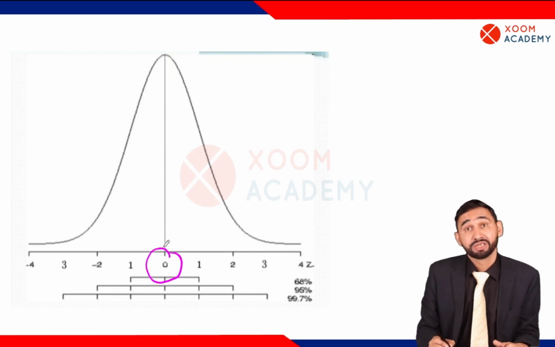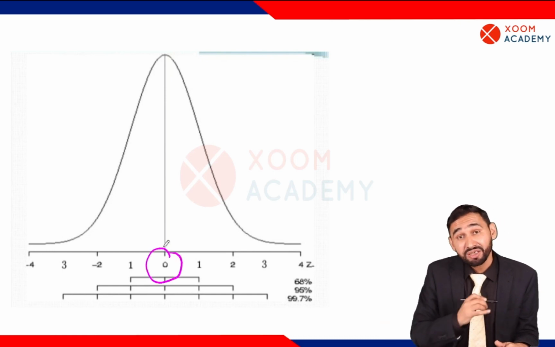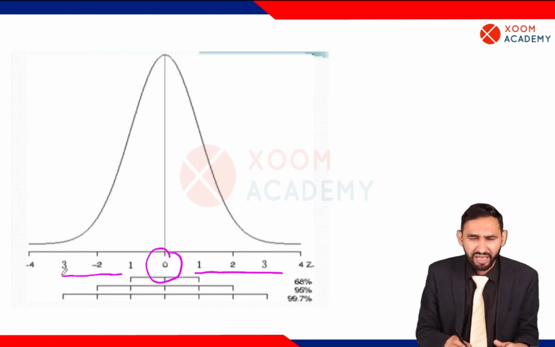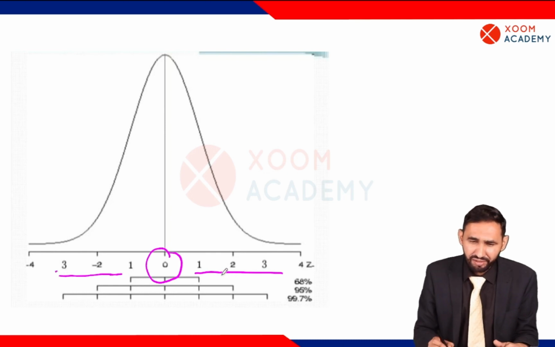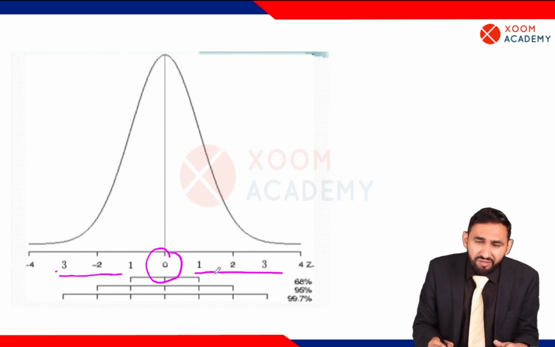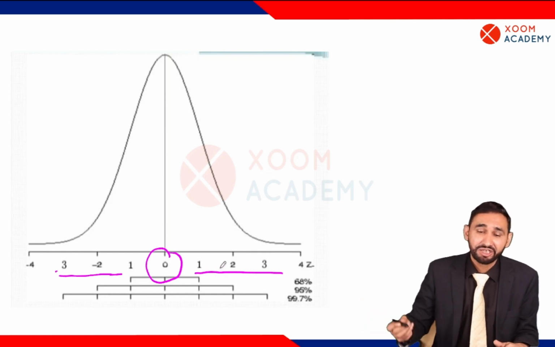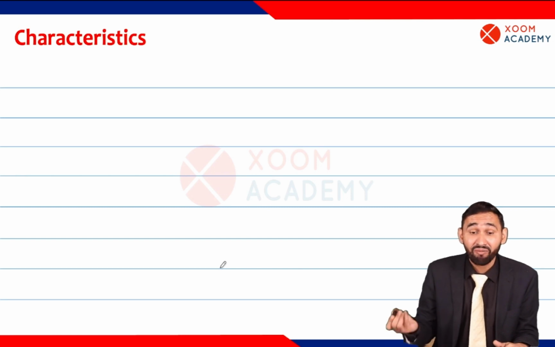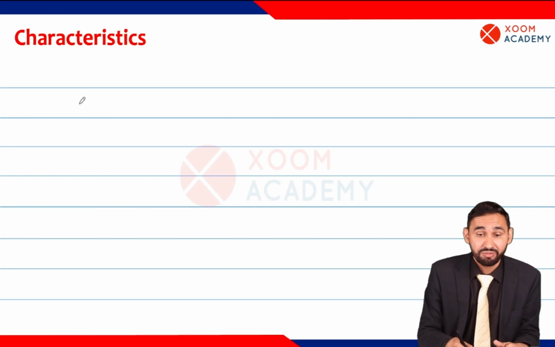0 is the midpoint. Always remember, positive numbers are on the right side. There are three numbers which are used in the normal distribution curve: 1, 2, 3. And negative numbers are on the left side: minus 1, 2, 3. So we assume that this is a symmetrical or bell-shaped curve. We must know the characteristics. In the exam, it is asked, draw and label, and what are the various characteristics of the normal distribution curve.